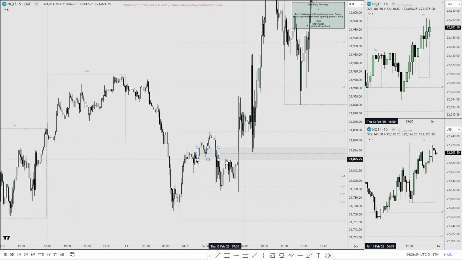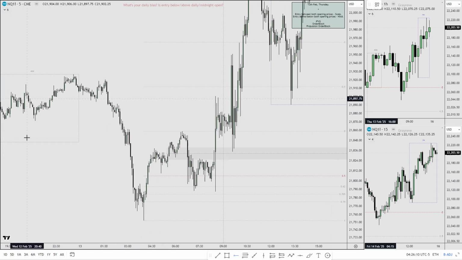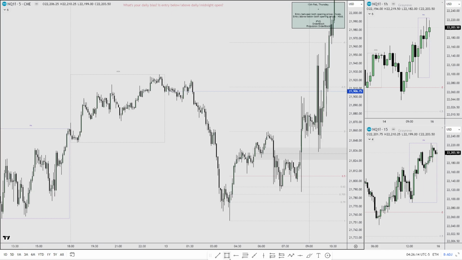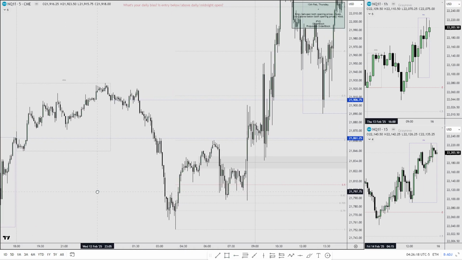The entry is below the daily open and the midnight open. Midnight open is right here. Daily open is right here. What is the advantage that you get buying below daily open and midnight open?